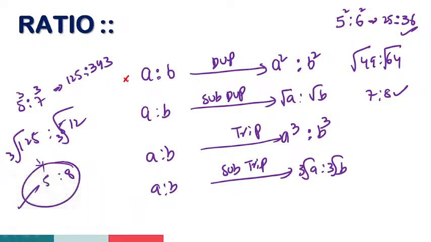Just remember these 4 points, guys. A is to b, the duplicate ratio is a square is to b square. The subduplicate ratio is root of a is to root of b. The triplicate ratio is a cube is to b cube. The subtriplicate ratio is cube root of a is to cube root of b.